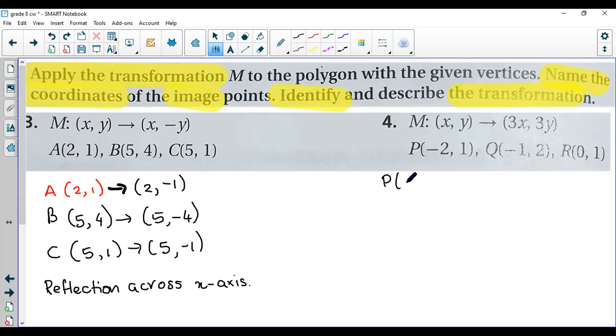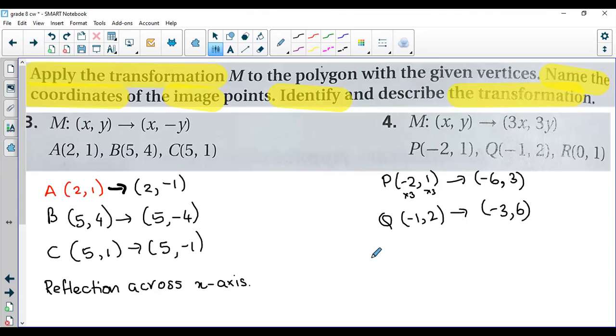coordinates of the image. So let's write the pre-image coordinates and change them to the image coordinates. So 3x, which means 3 multiplied by negative 2 will give me negative 6, because it says 3x. So you need to multiply each of these with 3. So negative 6 and 3. The next one is q, which is negative 1, 2. Now you multiply that with a 3, you will get negative 3 and 6. And r is 0 and 1, which when you transform it, it will have the coordinates of 0 and 3. 3 zeros are 0, 3 ones are 3.